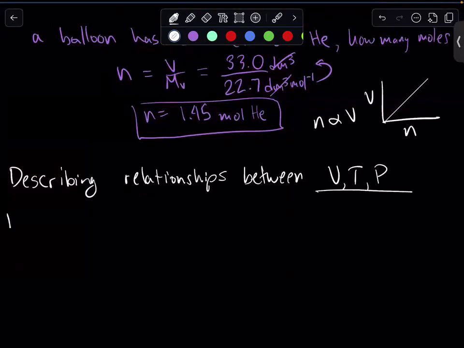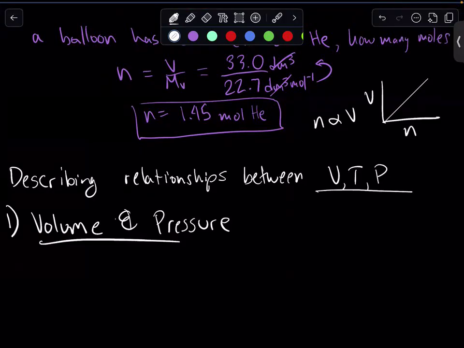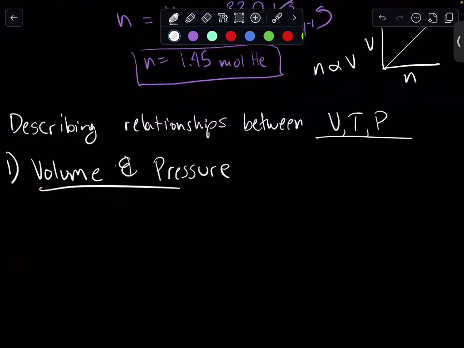All right, so what about volume, temperature, and pressure? Well, let's start out with volume and pressure. Something you can think about before we even start is if you take a syringe.